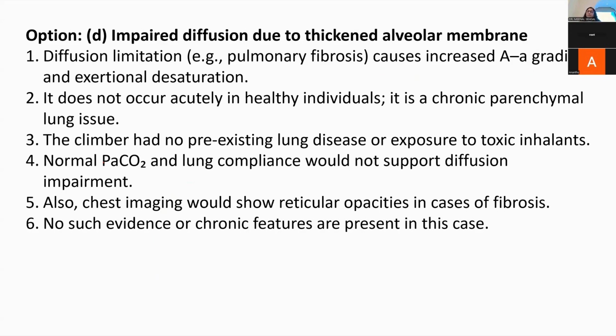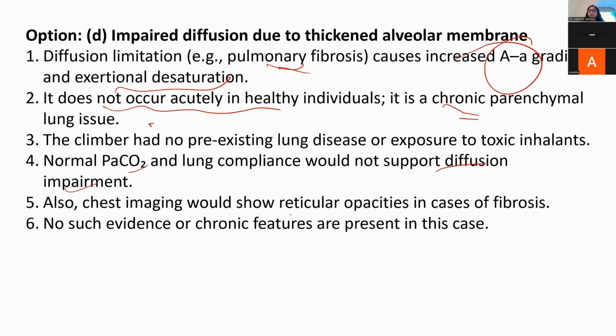Then the impaired diffusion, again the same problem. Diffusion limitation, that is pulmonary fibrosis, causes increased gradient and exertional desaturation. It does not occur acutely in healthy individuals. It's a chronic parenchymal lung disease. The climber had no pre-existing lung disease or exposure to toxic inhalants, normal PaCO2 and lung compliance, and would not support diffusion impairment.